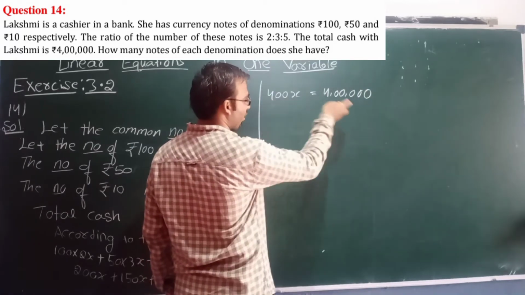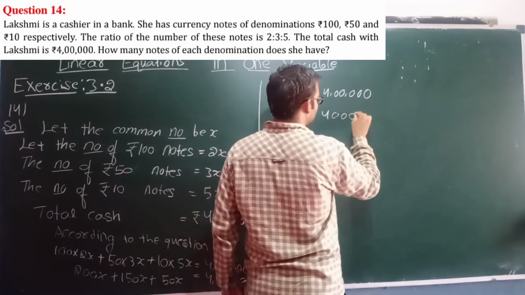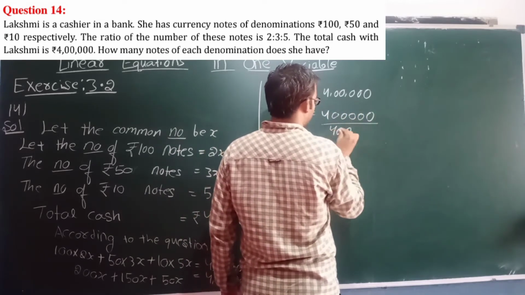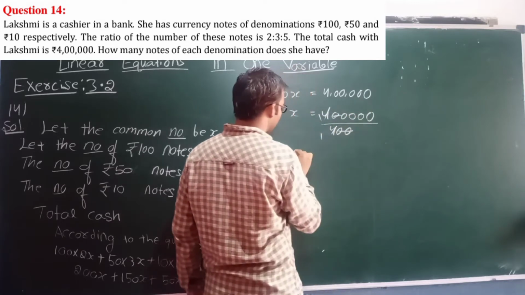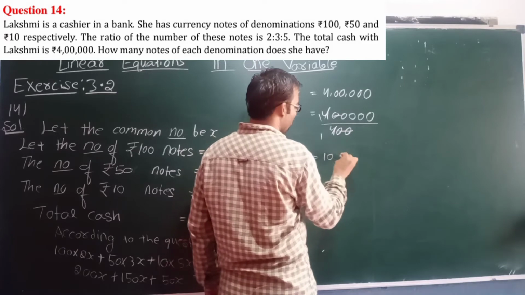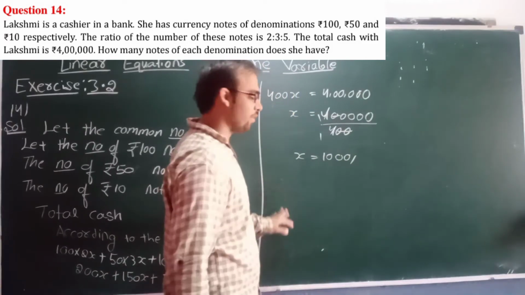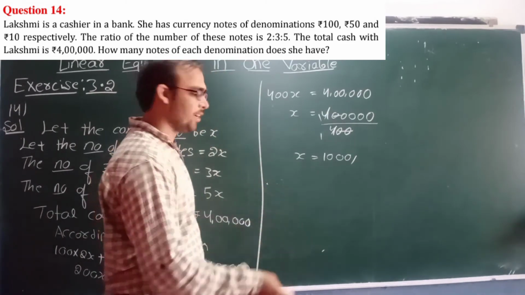Now you transpose 400 here. Okay, so it will be x equals 4 lakh divided by 400. 4 ones are 4, 4 ones are 4, 2 zeros cancel, 2 zeros cancel. So what is remaining? x equals 1000. Okay, so x is equal to 1000. So now what we need to find? We need to find the number of 100 rupee notes, 50 rupees notes and 10 rupees notes.